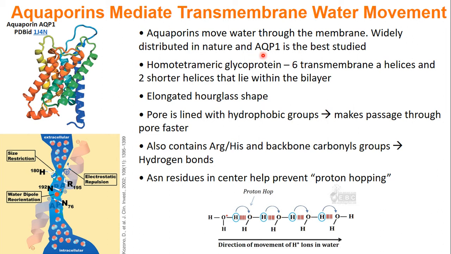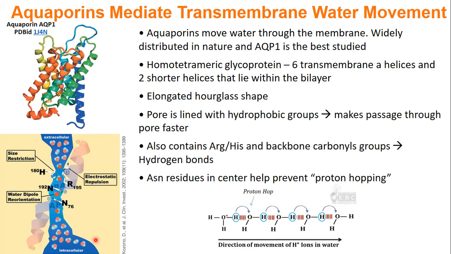And we're going to look at AQP1, the best studied aquaporin. It's a homotetramer, so it's made out of 4 different proteins that are all the same. And it's a glycoprotein, so it's a protein with sugars attached to it. You have 6 transmembrane alpha helices, and 2 short helices are actually completely in the bilayer.